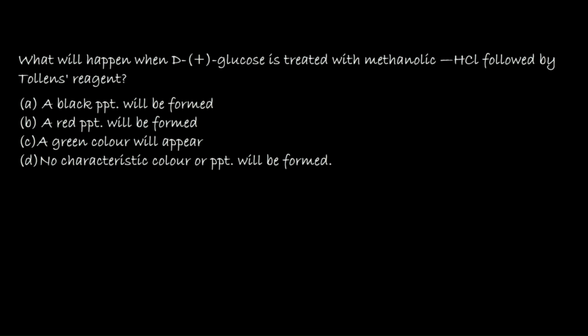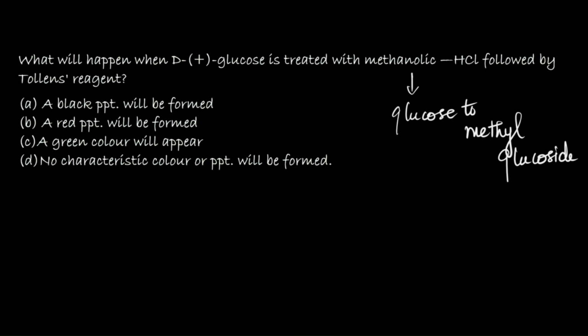It converts glucose to methyl glucoside, which is also known as acetal. That will protect the anomeric carbon of the glucose structure. It will result in the acetal. It doesn't have any free aldehyde group, so it will not give a positive test with Tollens reagent. So no characteristic color or precipitate will be formed.